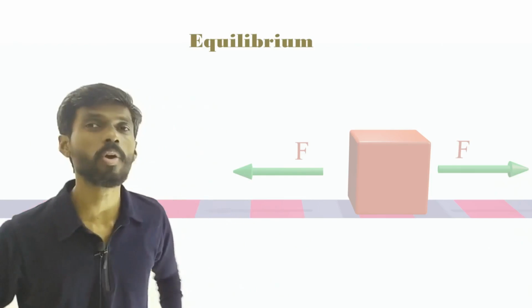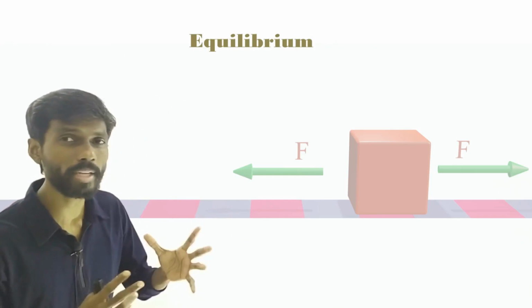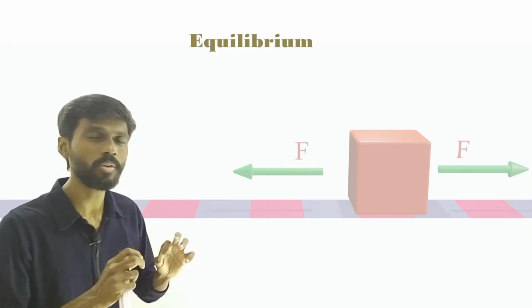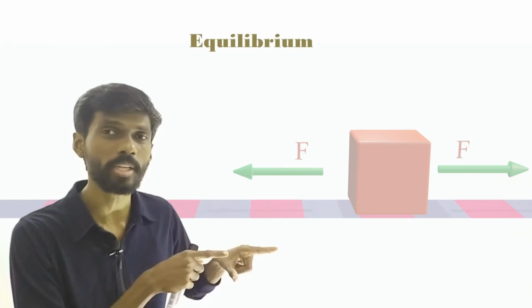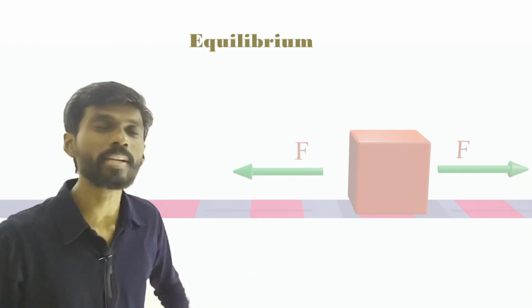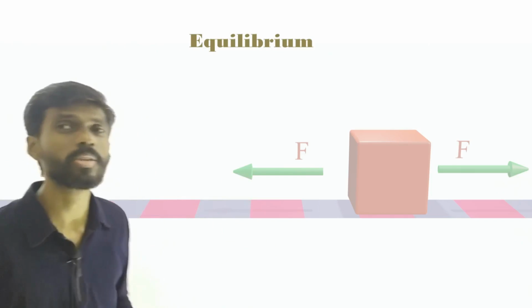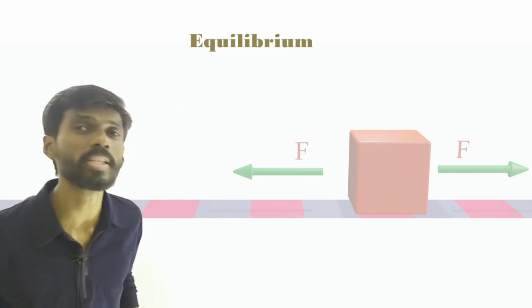Now what will happen to the object? These two forces cancel each other because they are of equal magnitude but opposite direction. Even though some force is acting on the object, the net force is zero. So that means essentially there is no force acting on the object. So that means the object will not move. The object was already at rest, so it will not move now because there is no acceleration.